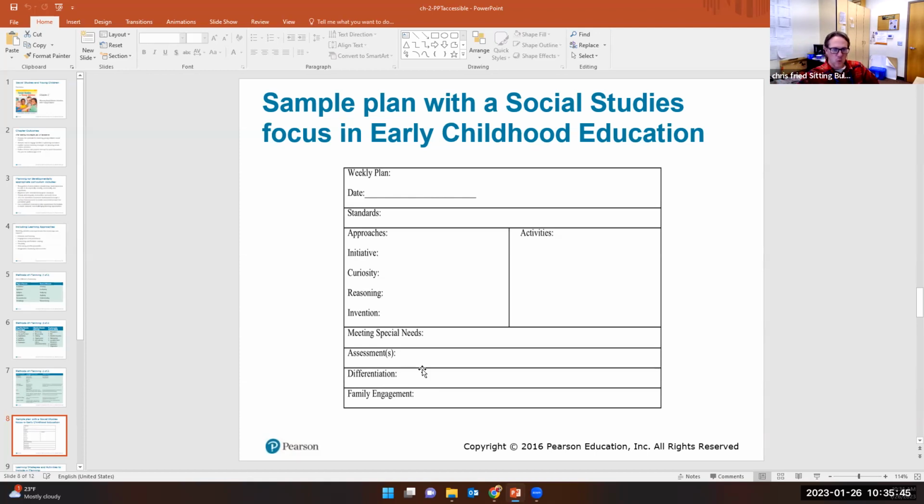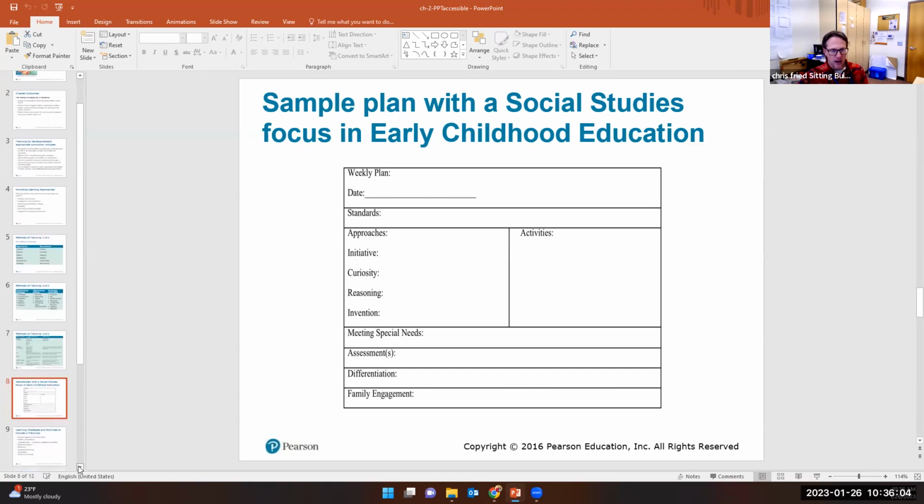For each of the different components. This is an example, and it's not the one that you have to use, but it might be one that you would use down the road. There are lots of different ways to put lesson plans together, and one is not necessarily better than the others, as long as they have all the components that are important.